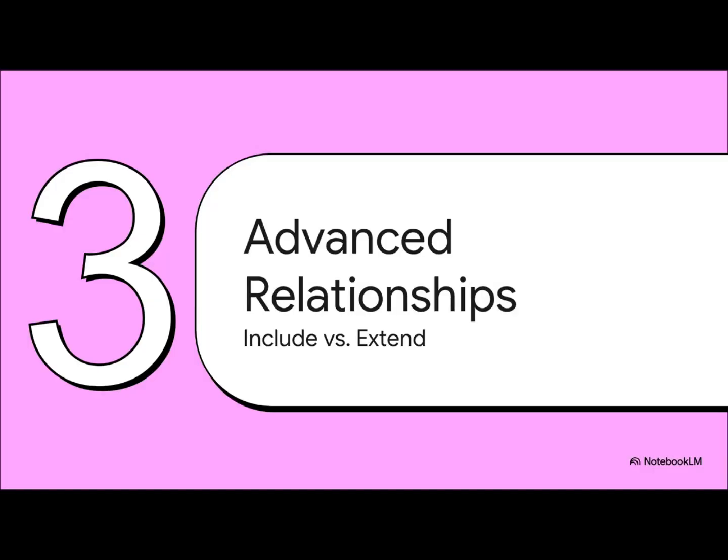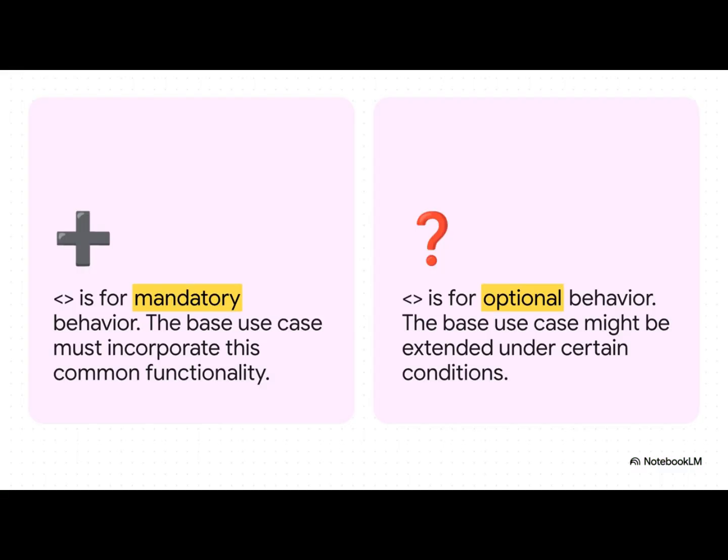Okay, so you've absolutely mastered the basics. Now, let's level up. We can add a lot more detail and logic to our diagrams using 2 special types of relationships, include and extend. Now, the difference between these two is simple, but it is so important. An include relationship is for mandatory behavior, something that absolutely must happen. In contrast, an extend relationship is for optional behavior, something that only might happen, but only under specific conditions.